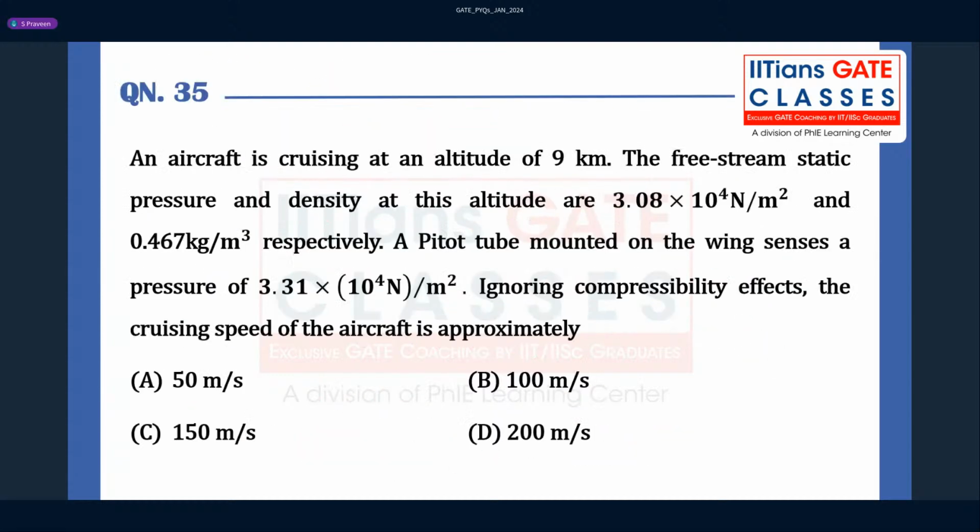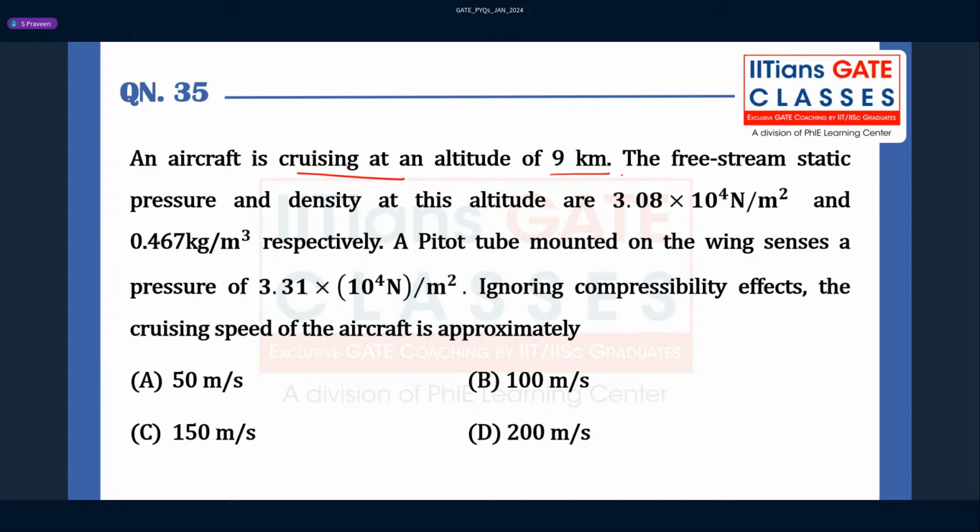An aircraft is cruising at an altitude of 9 kilometers. The free stream static pressure and density at this altitude are 3.08 into 10 power 4 Newton per meter square and 0.467 kilogram per meter cube respectively. A pitot tube mounted on the wing senses a pressure of 3.31 into 10 power 4 Newton per meter square. Ignoring compressibility effects, the cruising speed of the aircraft is approximately dash. We have four options: 50 meter per second, 100 meter per second, 150 meter per second, and 200 meter per second.